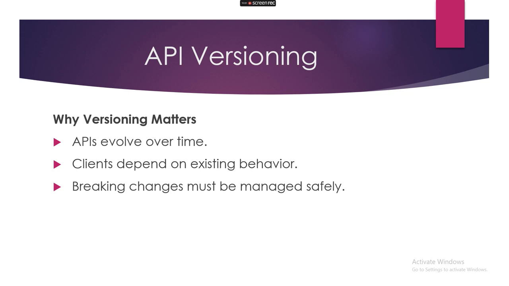So the next thing we're going to talk about here is API versioning. Versioning is very essential because in today's world, APIs evolve over time, right? Clients are dependent on existing behavior. Things change, and some clients would have already implemented the existing behavior of that particular API. So you don't want to make an update that breaks changes. When you do that, you want to make sure that you manage those breaking changes very safely.